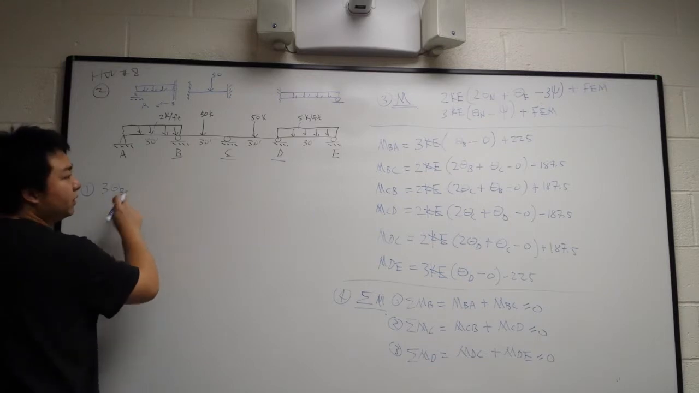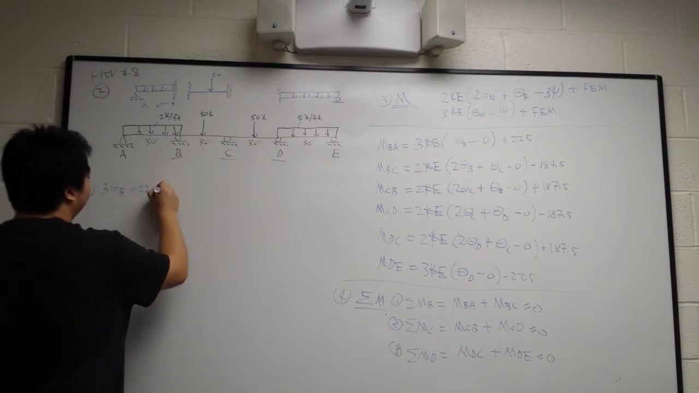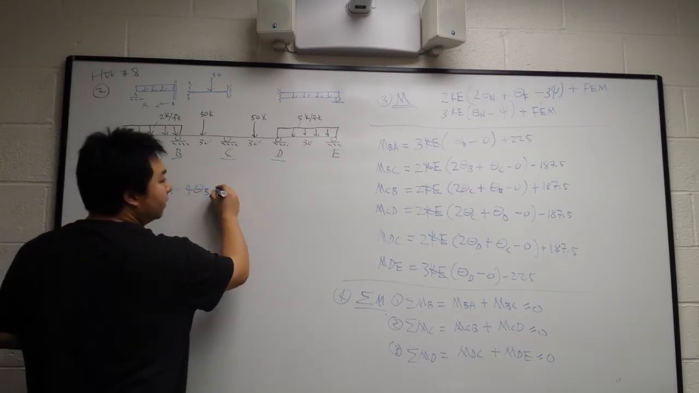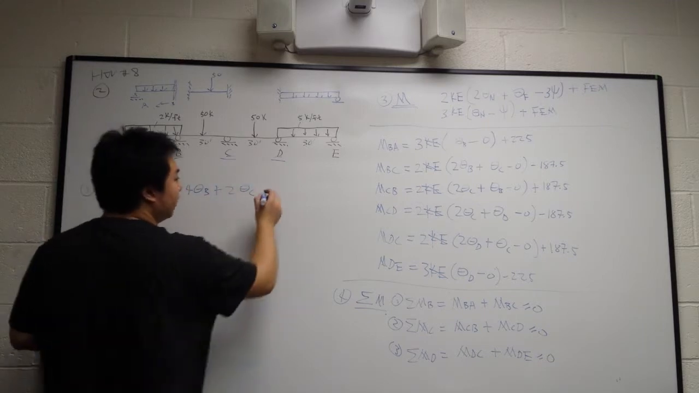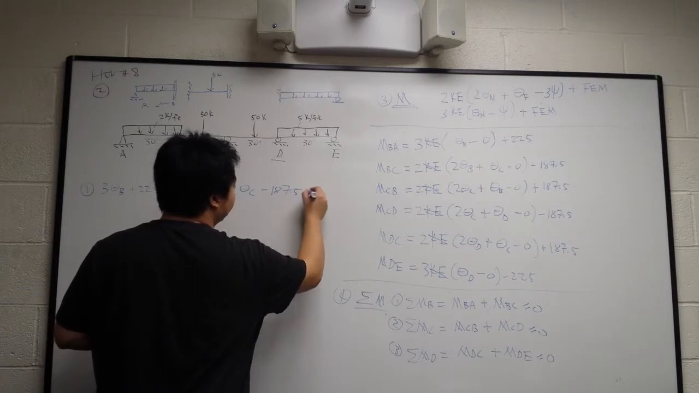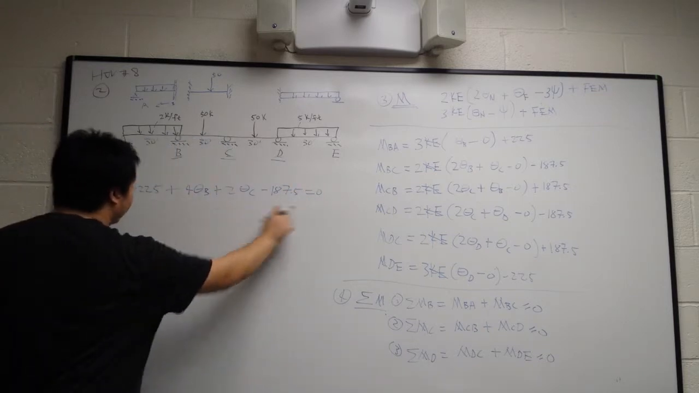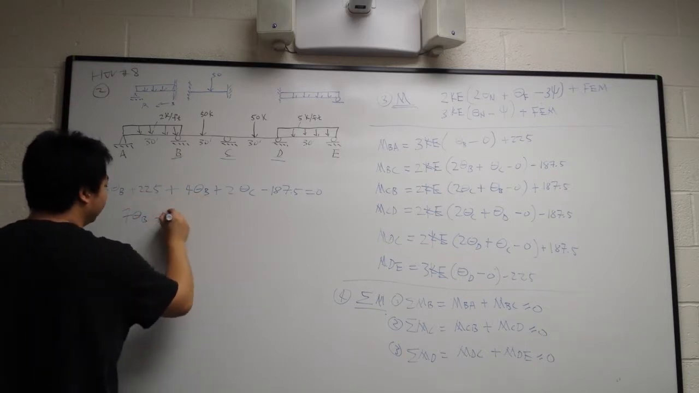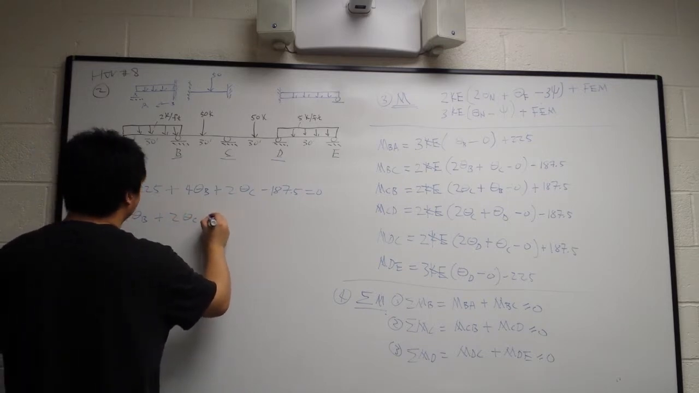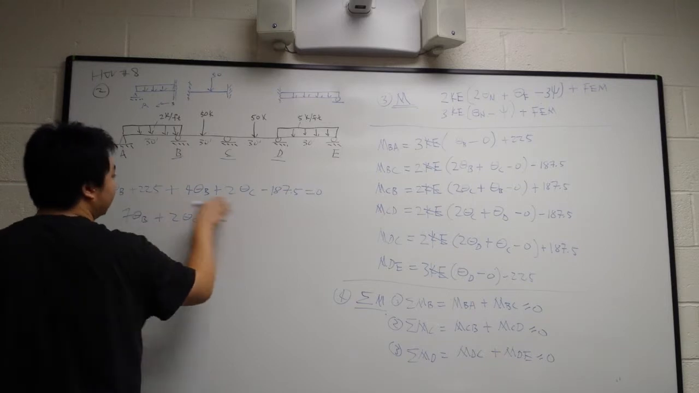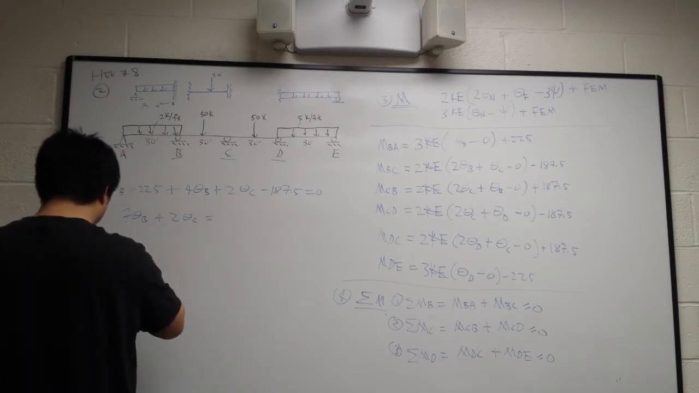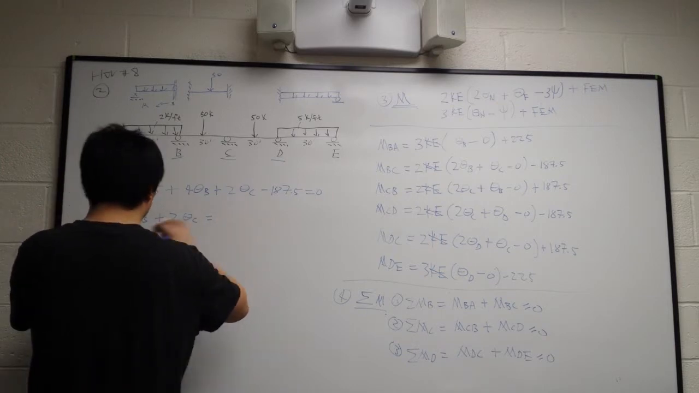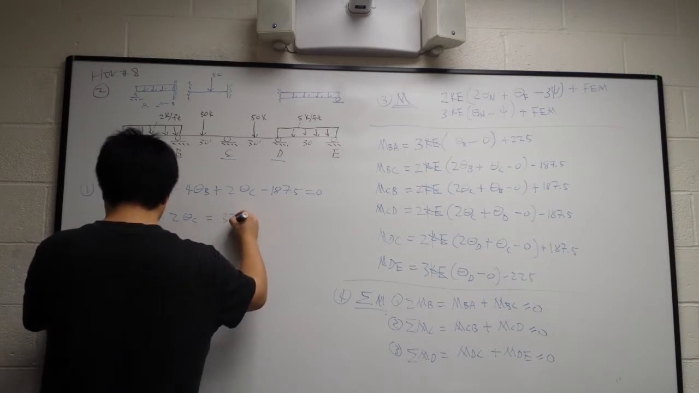So you have 3 theta B plus 225 plus 4 theta B plus 2 theta C minus 187.5 equal to 0. So you solve this, you're going to have 7 theta B plus 2 theta C equal to this plus this. Did I solve that? Okay, you're going to have positive 37.5.